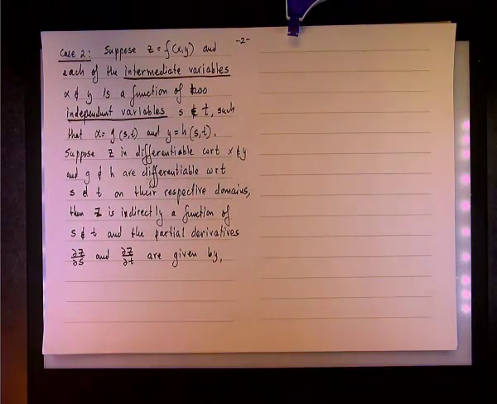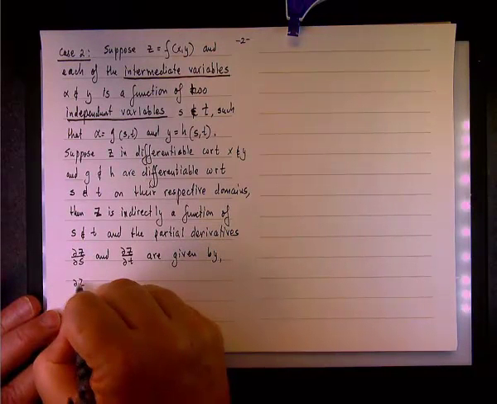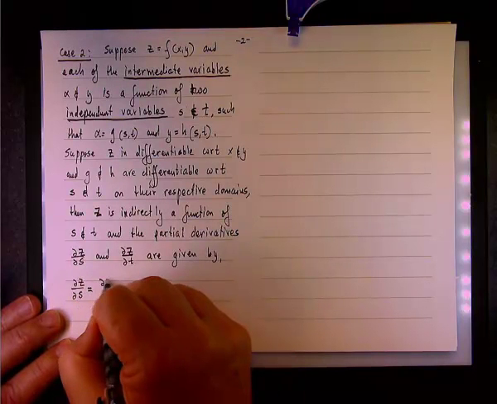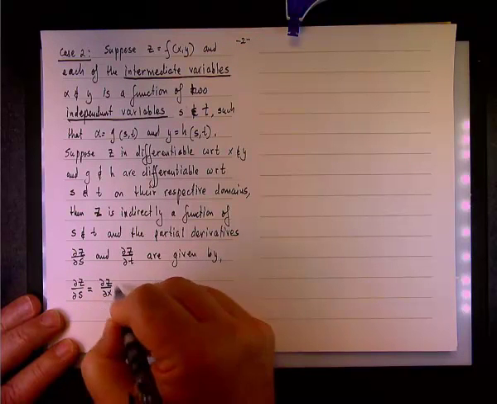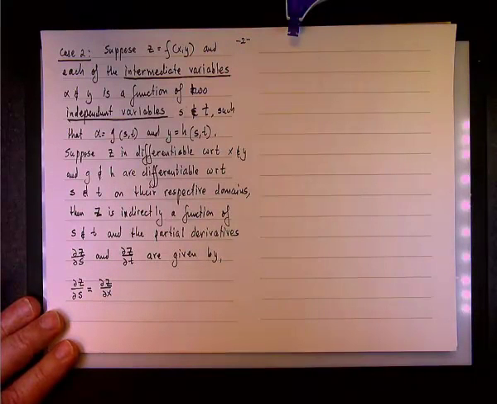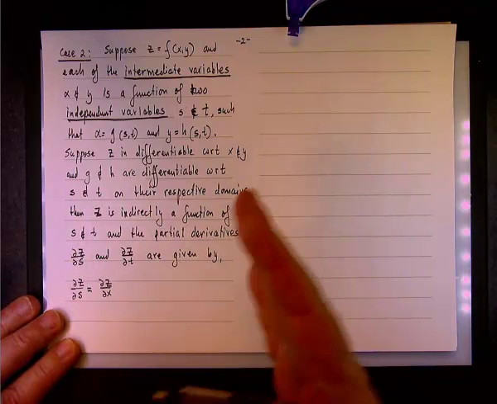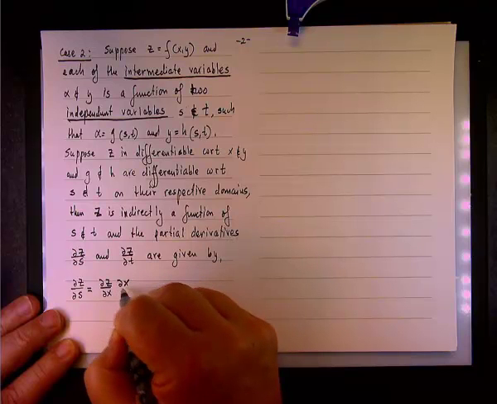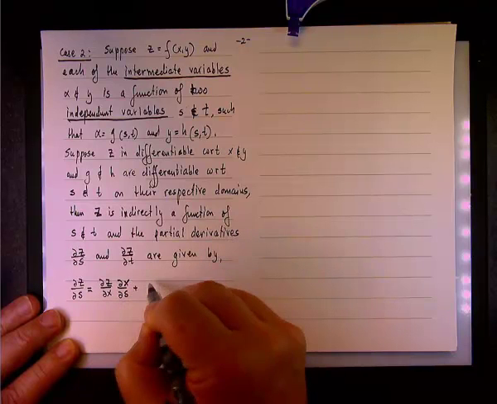And now we're going to write two expressions, one for del z del s and the other for del z del t. So what is del z del s in this case? Well, we have del z del x, right? And what shall I put, dx ds or del x del s? Del, because it's a partial derivative. Remember, x is a function of both s and t, so we can take the derivative of x with respect to either s or t. So it is the partial derivative del x del s.